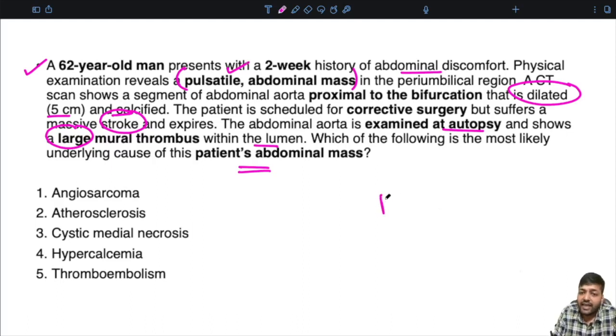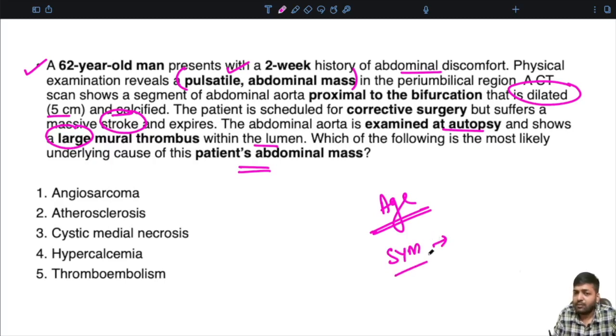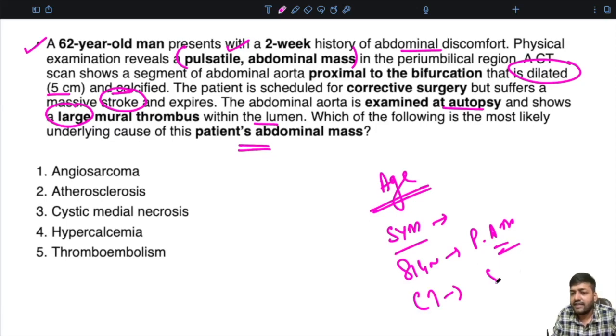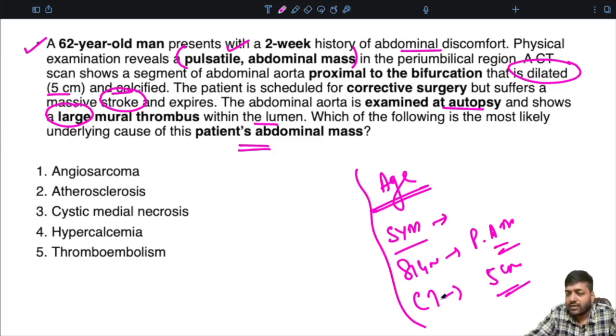So if you look at the age of the patient, look at the clinical symptom, basically just a discomfort was there. So they were asymptomatic. Look at the sign, okay, a pulsatile abdominal mass is there. Then the CT scan is also showing that the size is nearly 5 cm and calcified, means it is an atherosclerotic mass. So all these are pointing towards atherosclerosis leading to abdominal aortic aneurysm.